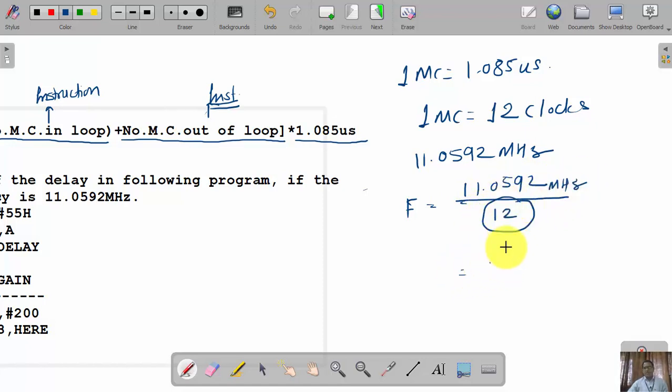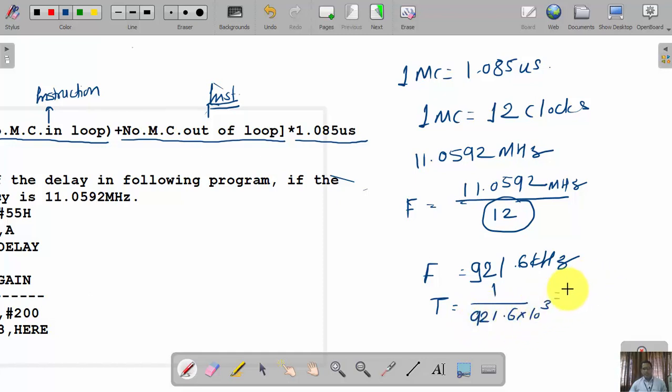And when I am there with this, the value which comes into the picture after performing this divide operation is 921.6 kilohertz. And then I am going to talk about the time. So it is 1 / (921.6 × 10^3), which is nothing but 1.085 microsecond, right. So if my connected crystal value is changing, whatever this count value is changing.